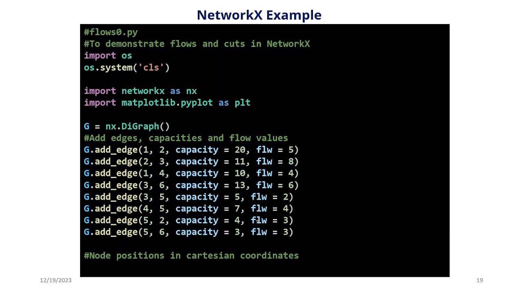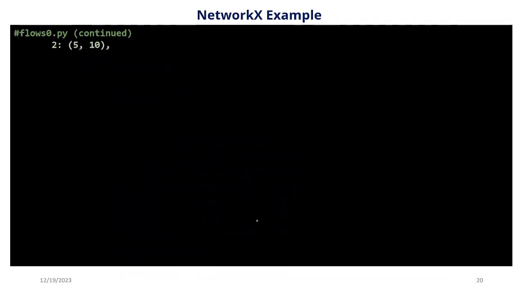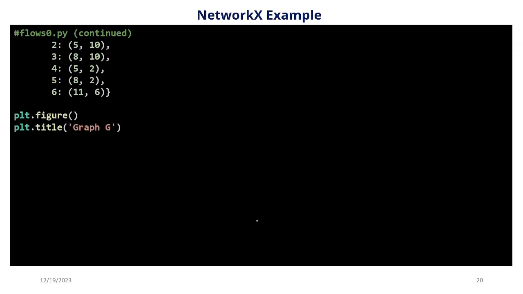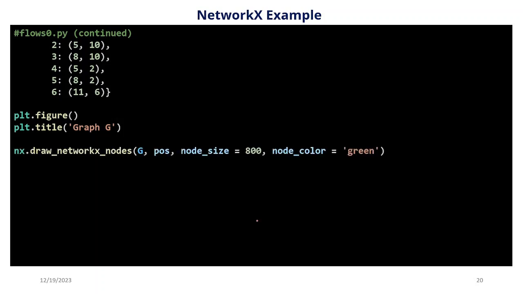Now, for us to have the graph look exactly like what we want it to be, we can put the node positions in Cartesian coordinates. So we set the positions. 2 is 5, 10, 3 is 8, 10, 4 is 5, 2. Then we can set the figure to plot.figure. And then we set a title, graph G. We can now draw the NetworkX nodes. G, pos, node size, we want to make it big, 800, node color equal to green. And then we can draw the network labels as usual.